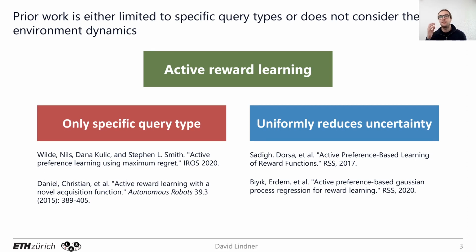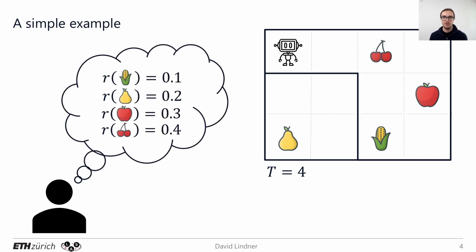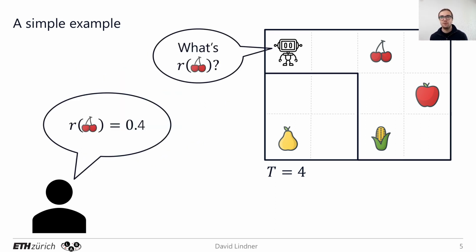So let me illustrate this point in a simple example. Consider this robot, which wants to collect food from the grid world for a human user. The robot can only walk 4 time steps, so it has to decide which food to collect. However, it doesn't know the user's preferences directly, but the user knows their preferences, of course. So now the robot can ask the user about a specific item, and the user will respond with the value of this item. So how many questions does the robot have to ask to figure out the best policy here?